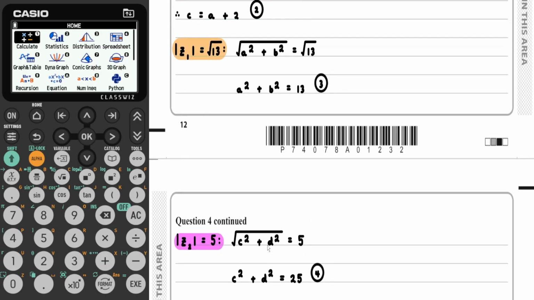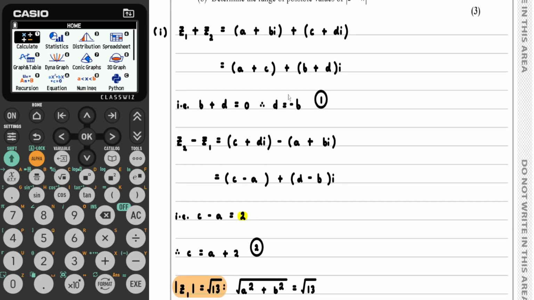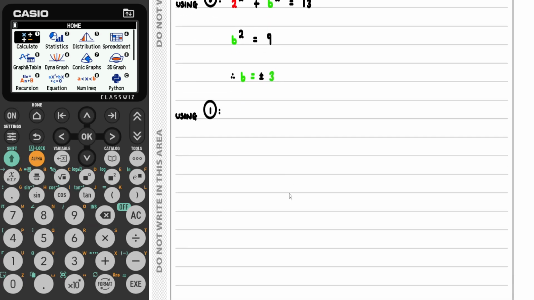And if I take a look at equation number 3, what we can now do is find out what b is, because we know what a is. Using equation 3, I've got 2 squared plus b squared equals 13. B squared is equal to 9, so b is equal to plus minus 3. I also know that d is equal to negative b. So if I use equation 1, we can find out what the corresponding values of d are. D is equal to negative 3, or we've got d equaling 3.